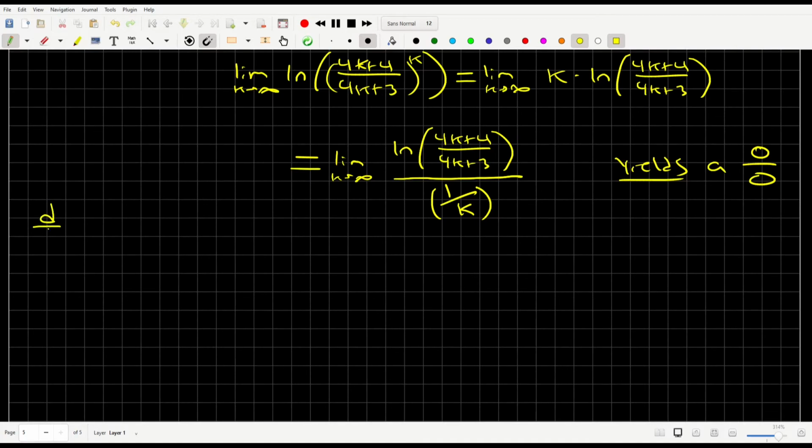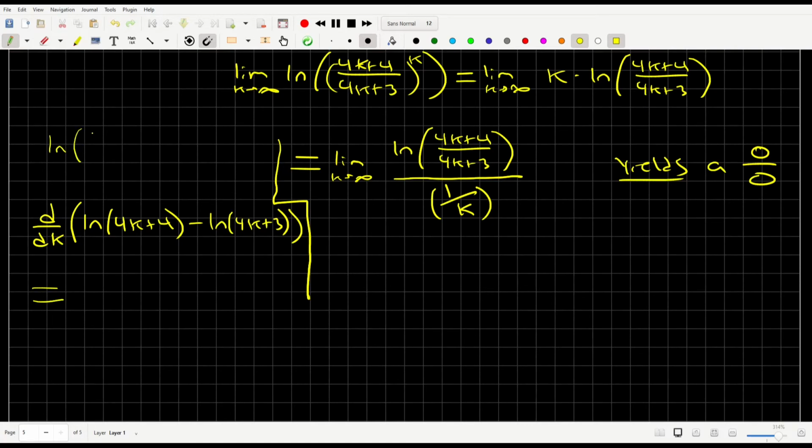And the only thing that I would say is to remember that when we differentiate this ln of (4k+4)/(4k+3), this is the same thing as the derivative of natural log of 4k plus 4 minus natural log of 4k plus 3, and this is just from the natural logarithm rule that natural log of a over b will always be natural log of a minus the natural log of b.